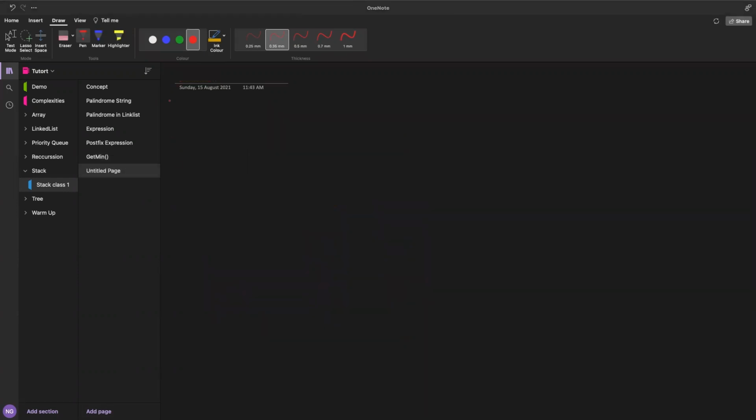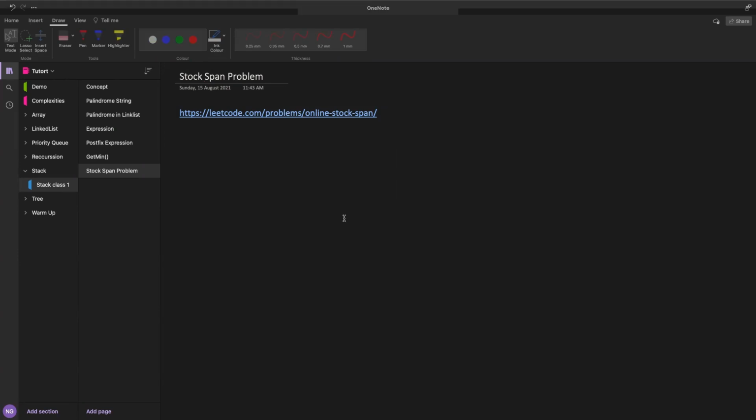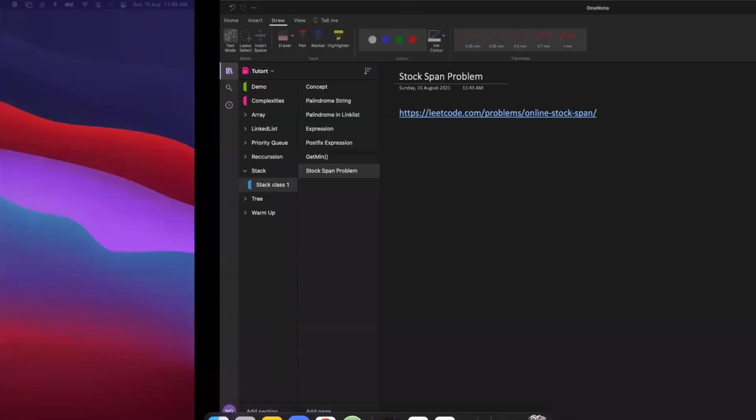Okay, the next problem is quite an important one. It is called span. Actually, its name is the stock span problem, but let's say it is the span problem. Let me explain the problem first, and then you can see what exactly it is. So coming back to the problem. Let's start.